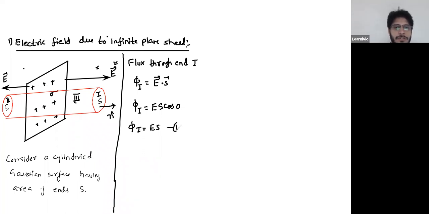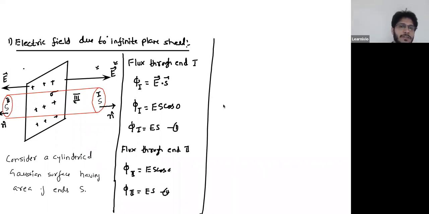That's the first equation. Jubaina, what should be the direction of the area vector of the second end of the cylinder? Left side. Left side, very good. This is the direction of the second end. So through end 2, we can write flux phi 2 as ES cos 0 again. Then the flux is ES. That's the second.